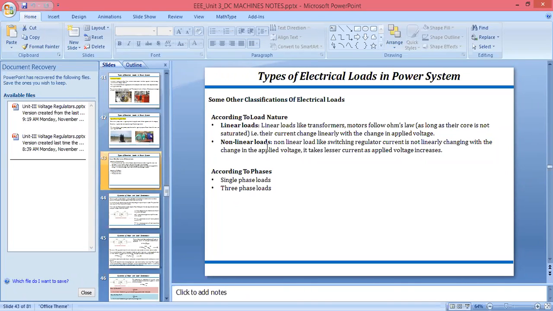So linear means what? If the value of load has a relation for the current and voltage, that is linear. It means if current is changing linearly with respect to the given voltage, that type of load we can say is a linear load, and this will follow Ohm's law. So what does Ohm's law say? V equal to IR. If the value of current is changing linearly with respect to the change in given supply voltage, at that time we follow Ohm's law.